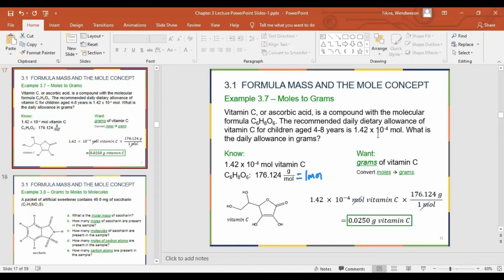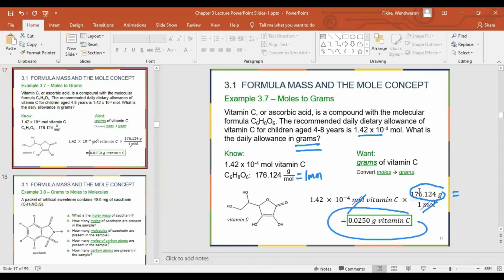Okay, so mole is given. It's right here, 1.42 times 10 to the power of -4, and then we're looking for grams. So remember, when you do conversion factors, the secret is the given value has to be on the top, and the unwanted value will be on the bottom. In this case, mole is the unwanted value, so it has to be canceled with mole. We're looking for grams, because the question will lead us to grams. So in 1.42 times 10 to the power of -4 mole, we have this many grams of vitamin C.